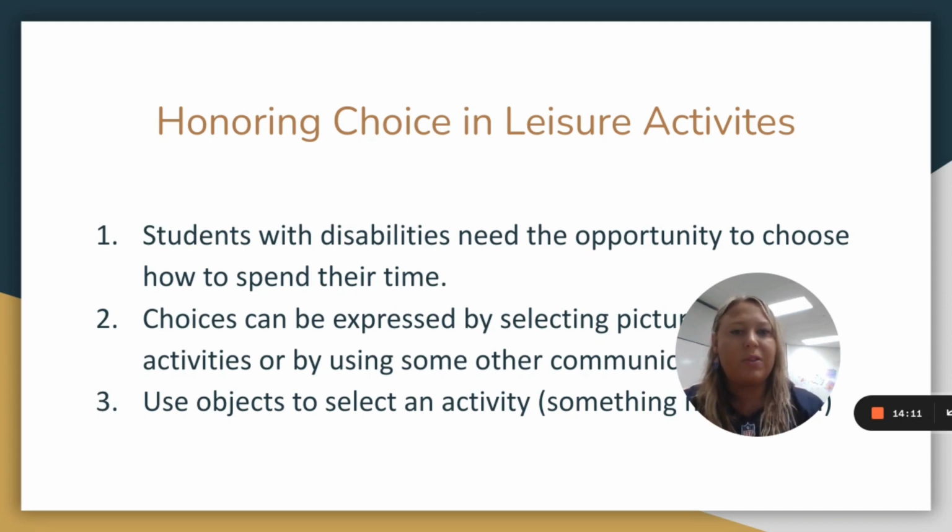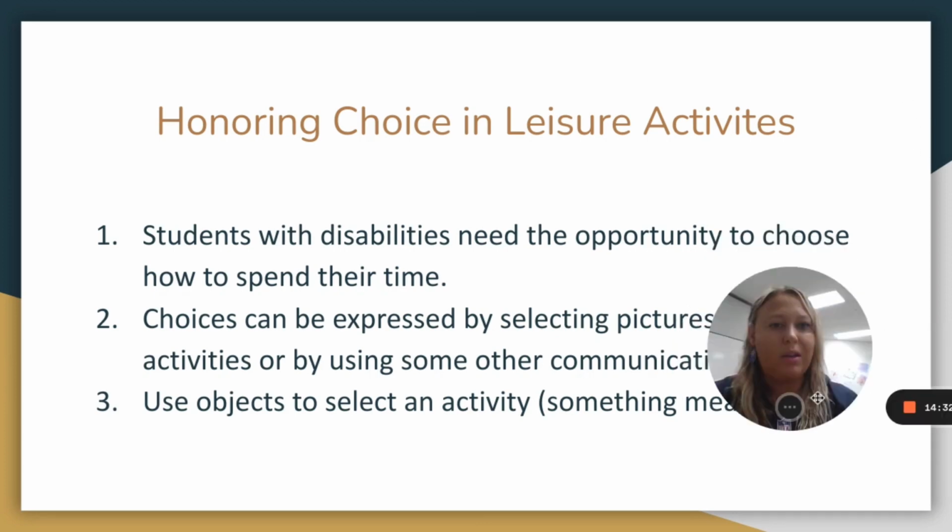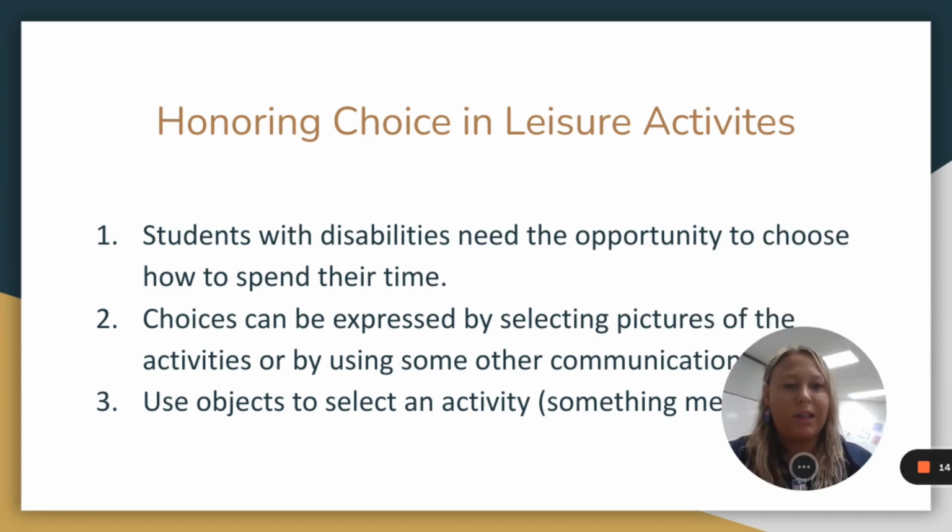It is also important that these students select their own objects to relate to the activity as something that is meaningful to them. So say the student enjoys golf. There would be a golf ball or a golf club, whatever that they associate with that activity. It's important that we use something that is meaningful to them, but can also be easily understood.